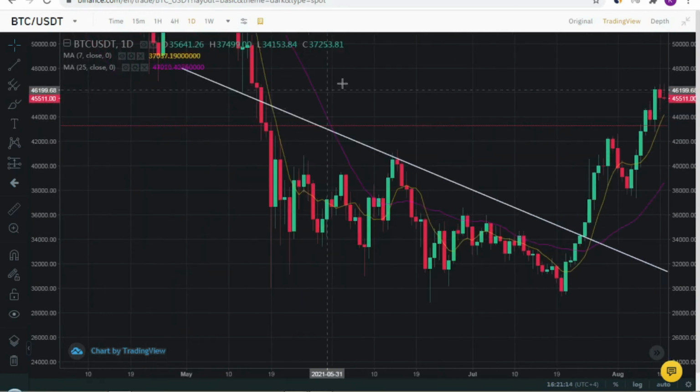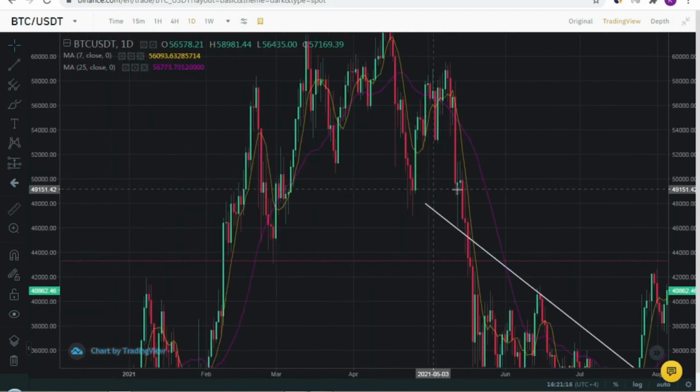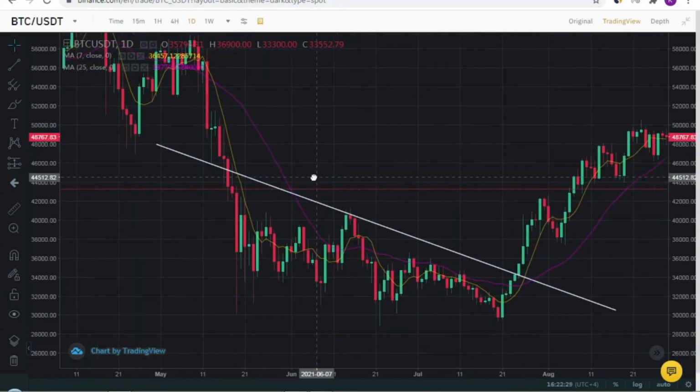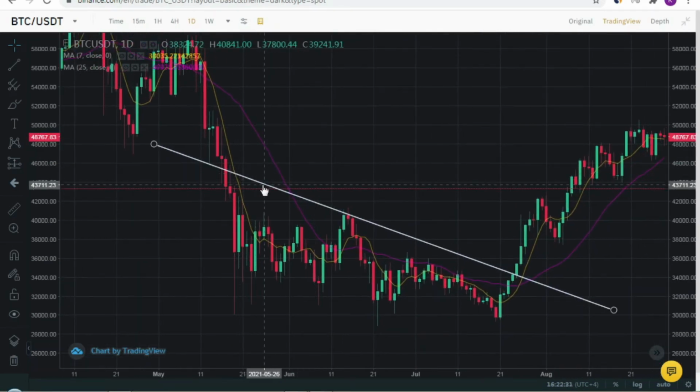So the resistance line can also turn to be the support line. Here the price kept bouncing. When it came here, it did not, it closed below, and I will talk about that in a minute. So here we have the resistance line here. Okay, and we need to draw the support line.